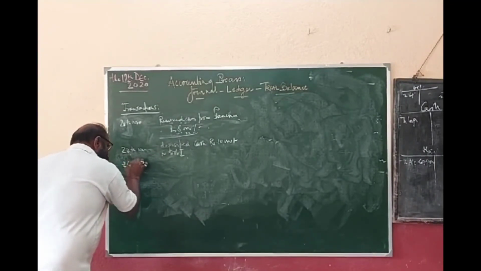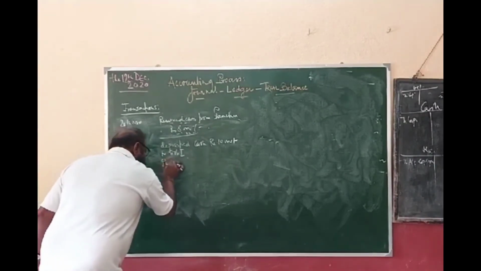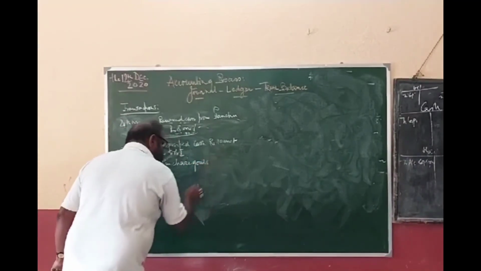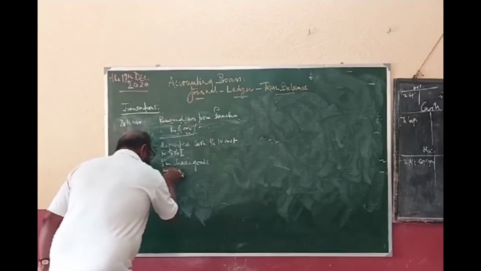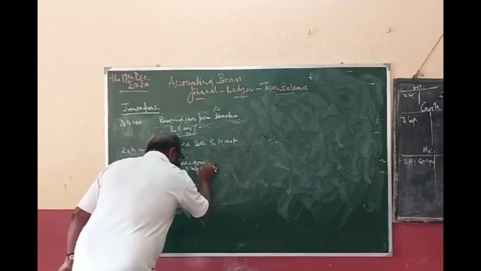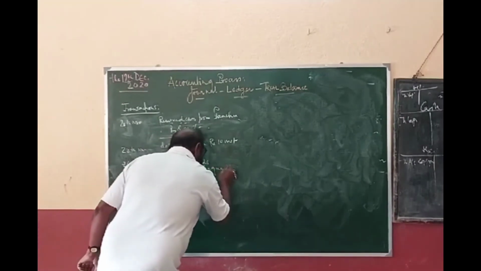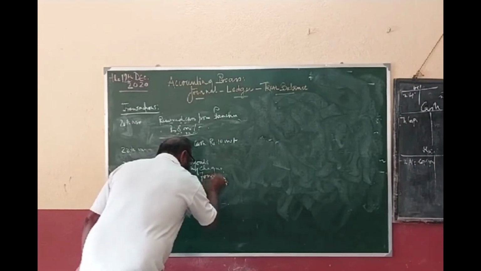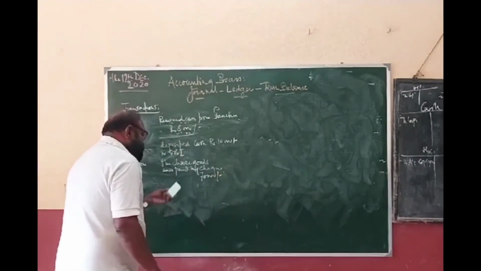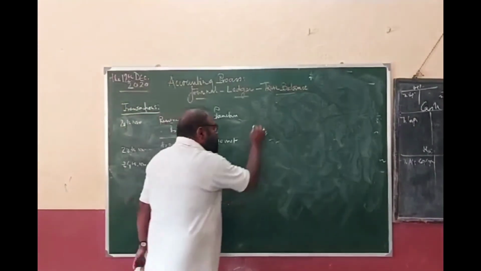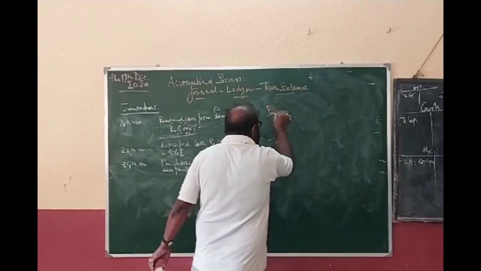24th. Purchase goods and paid by check, rupees 7,000. What should be the journal entry? Goods are coming in. Okay. Purchase account debit. No problem.